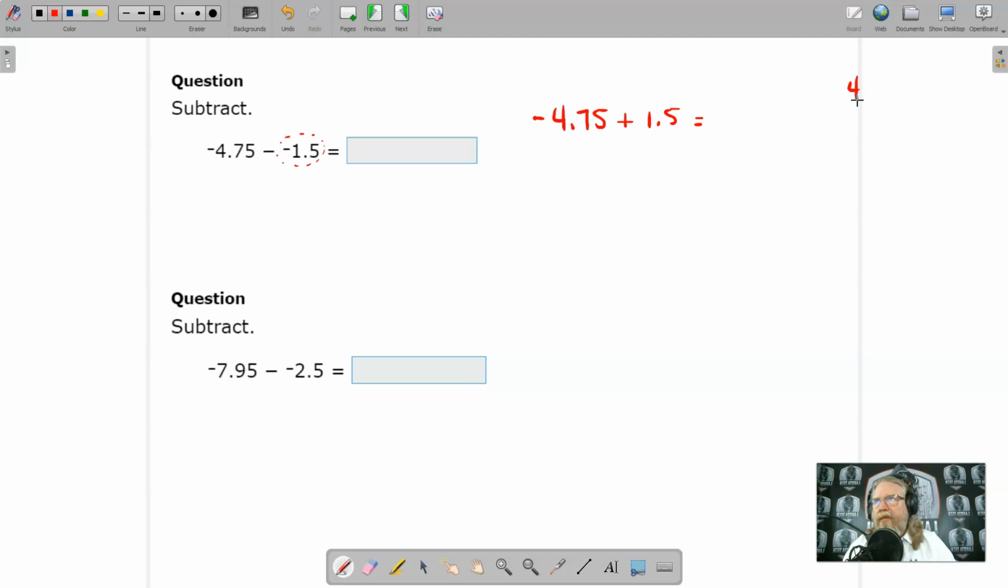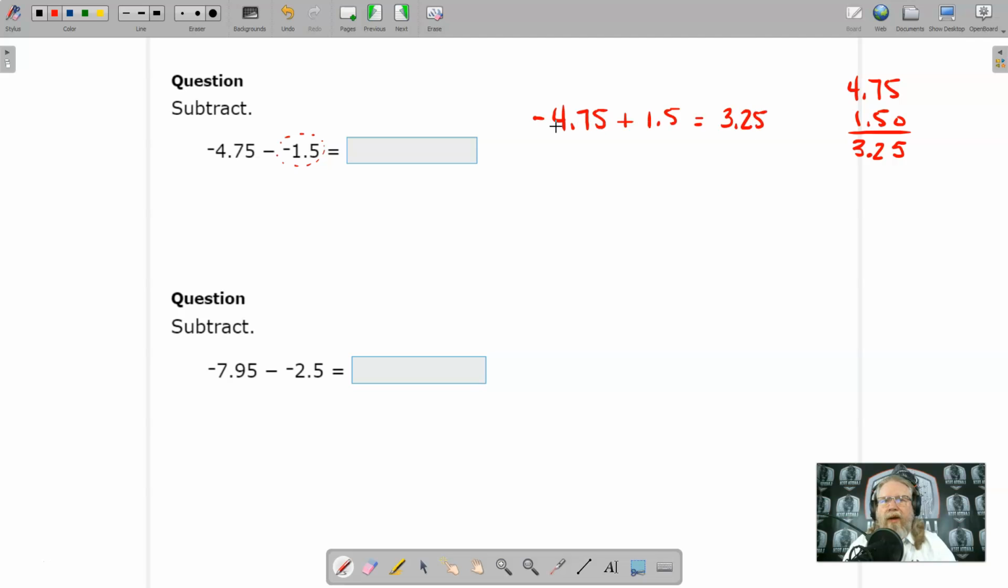So let's go ahead and do 4.75. We're going to subtract from that 1.5. When we subtract decimals, we need to line up the decimals, right? So 5 minus 0 is 5. 7 minus 5 is 2. Bring down the decimal. 4 minus 1 is 3. So I end up with 3.25.